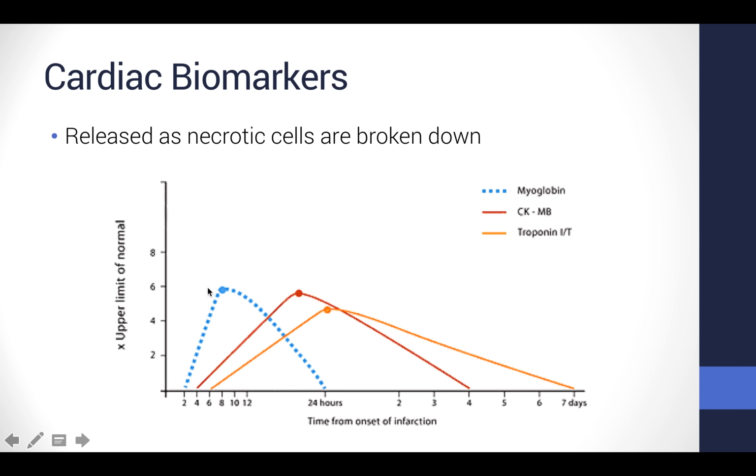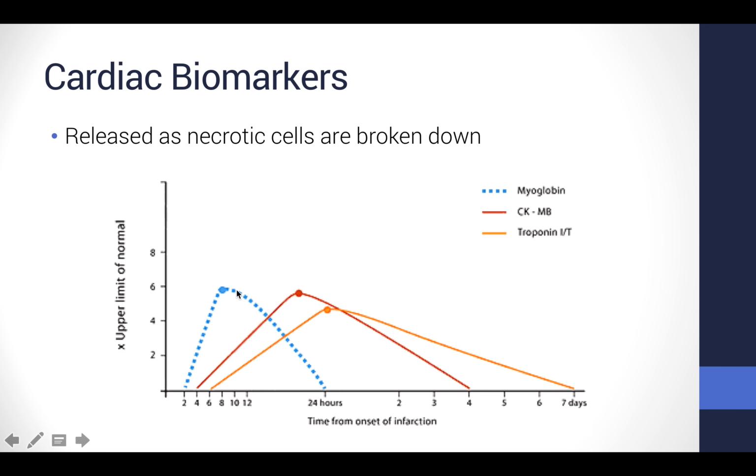Our biomarkers, again, they're released as the necrotic cells are broken down, and mainly we're talking about troponins and CK-MB. We can also look at myoglobin. Myoglobin's less specific simply because we know that myoglobin's not just found in cardiac muscle, but it's found in all other muscles. So having it in the serum doesn't necessarily tell us that there's a cardiac injury. But this graph just shows you the time course of how long it takes for some of these biomarkers to peak in the serum, so how long it takes for them to eventually drift away into the blood to a level that we can detect.